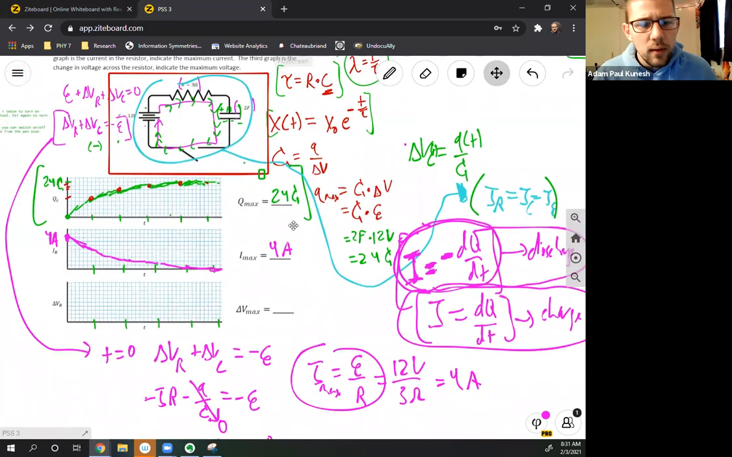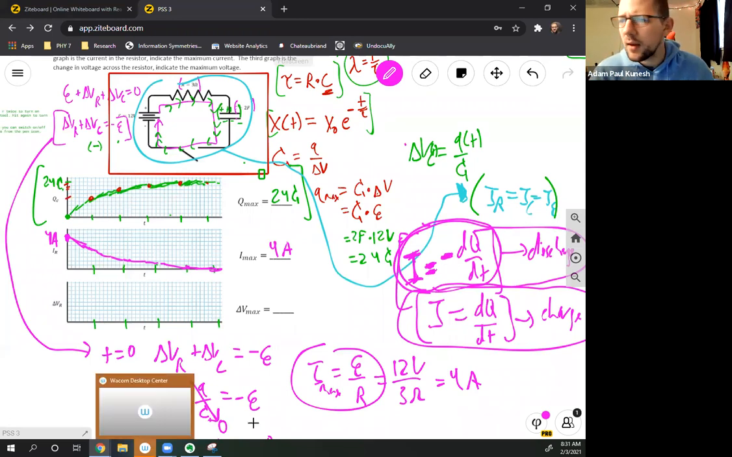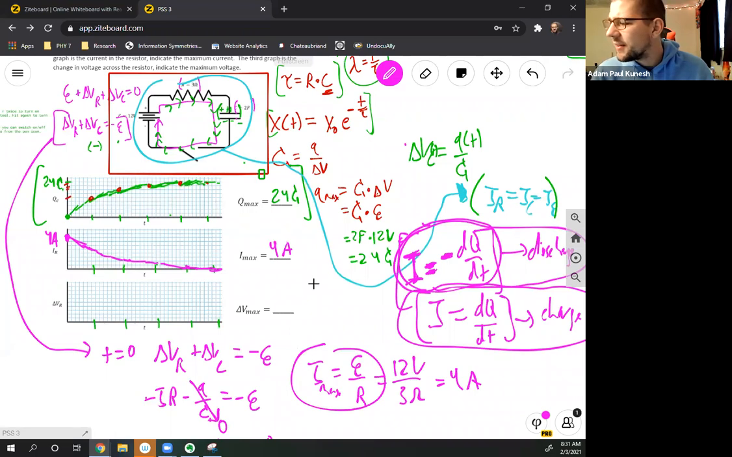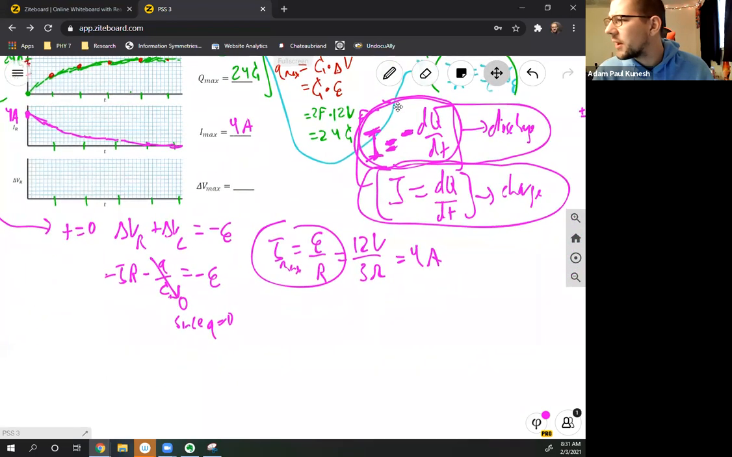So I'm choosing these signs in order to keep my current positive, which again is just a choice that I'm making because it makes my life easy. That way I don't have to think about the sign of current down here, for example, because I know it's just always positive.